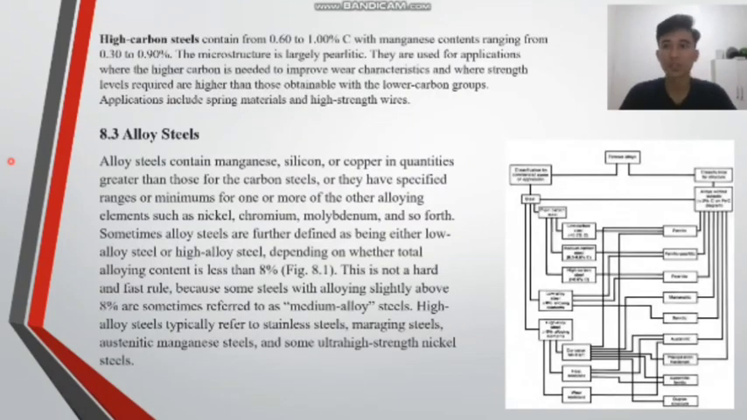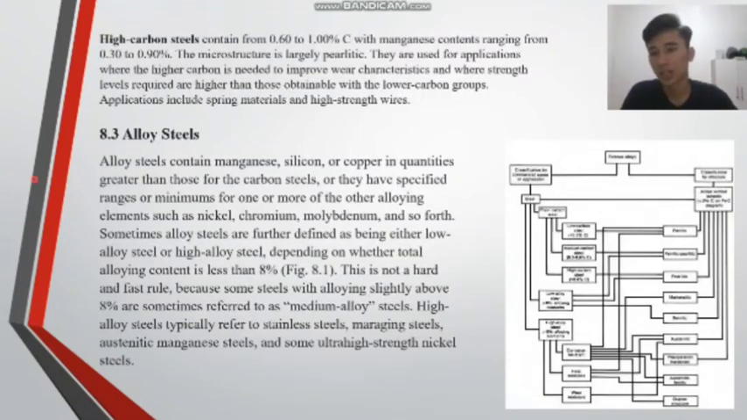High carbon steels contain from 0.80 to 1% carbon with manganese contents ranging from 0.30 to 0.80%. The microstructure is largely pearlitic. They are used for applications where the higher carbon is needed to improve wear characteristics and where strength levels required are higher than those obtainable with the lower carbon groups. Applications include spring materials and high-strength wires.